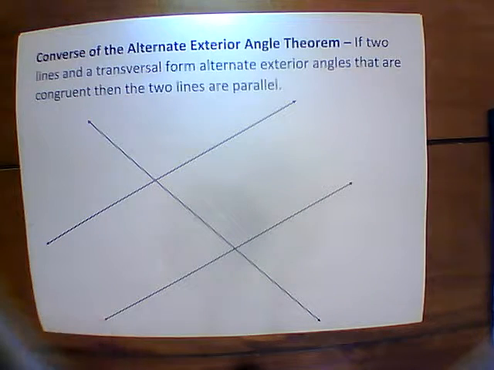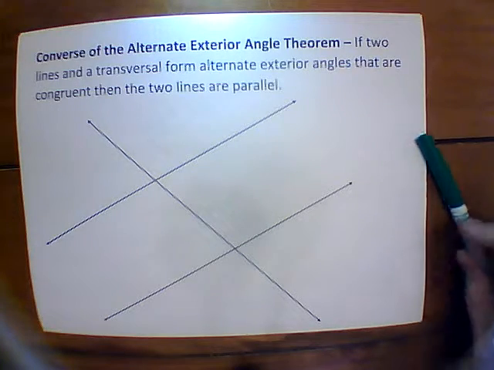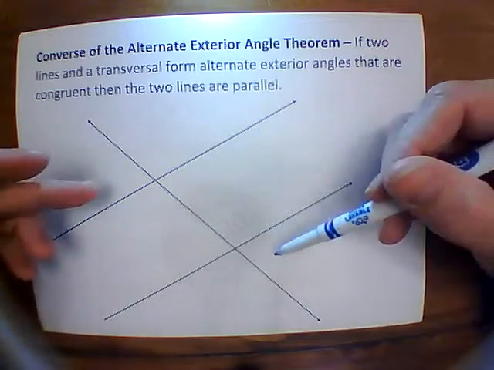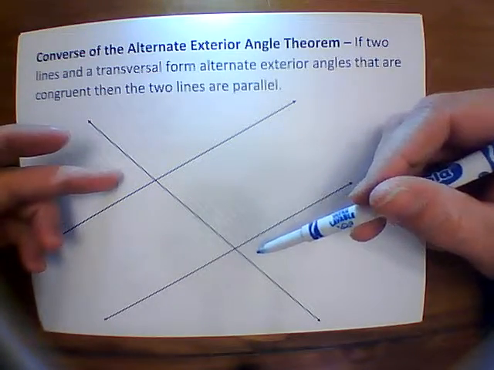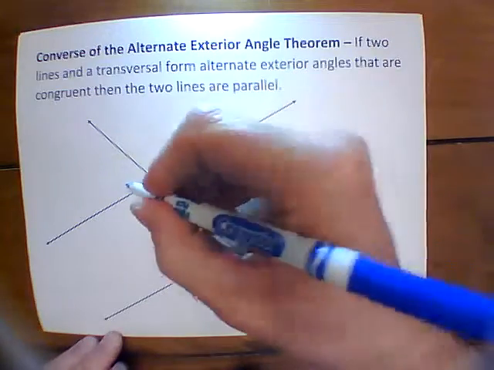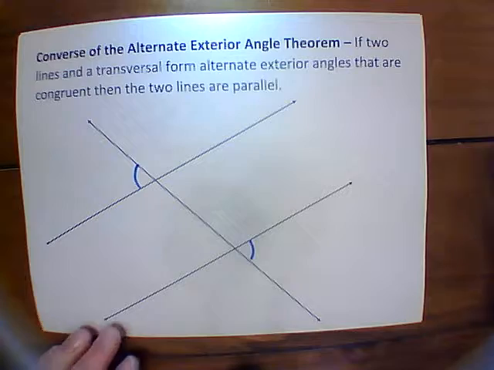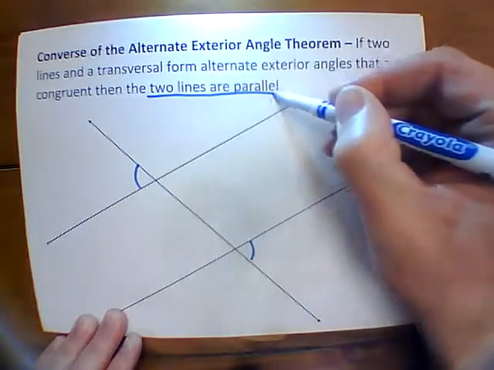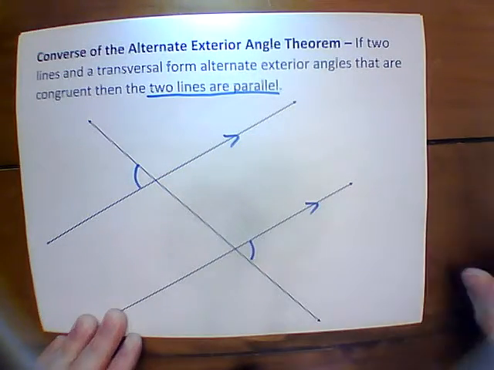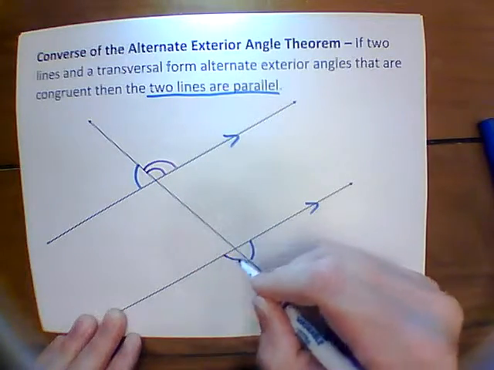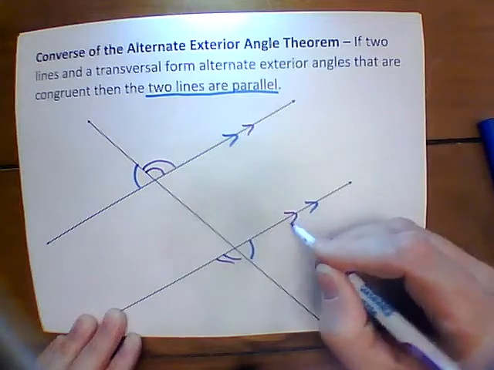The last converse we are going to look at is the converse of the alternate exterior angle theorem. Now, exterior angles are on the outside of the lines. So here's our two lines. Exterior angles are on the outside. There's two sets. There's these two and these two. So if I could somehow show that those two angles are congruent, then I can conclude that these two lines are parallel. Likewise, if I can show that these two angles are congruent, then I can conclude that these two lines are parallel.